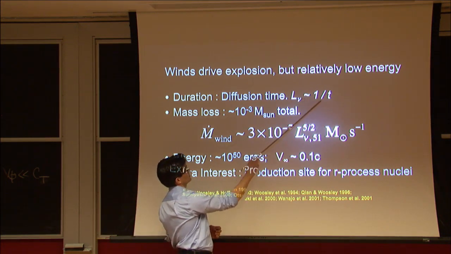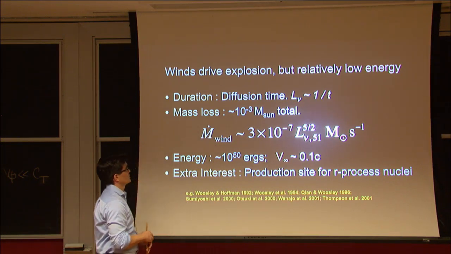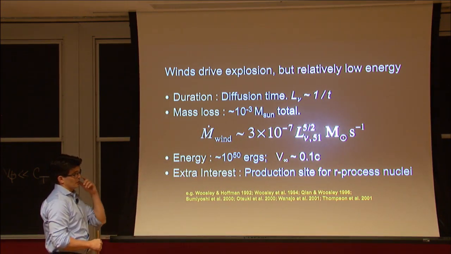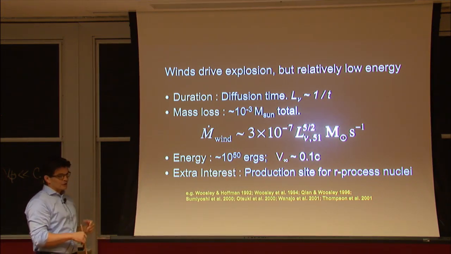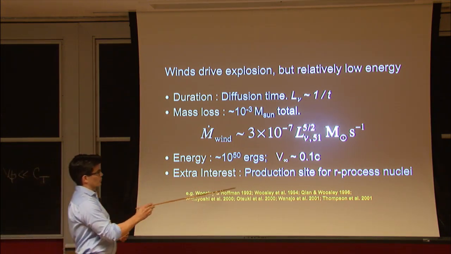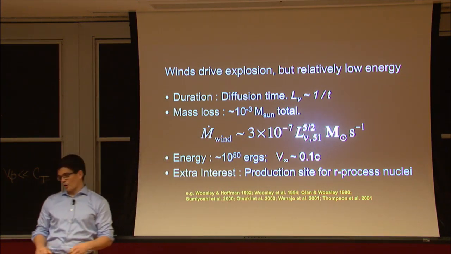Neutrino luminosity decreases as a function of time. The m dot in the wind decreases as a function of time. And the total energy that comes out is a few times 10 to the 50 ergs. The velocity is about 0.1 c. The interest of these winds at late times as the neutron star cools was mostly these works starting with Woosley and Hoffman, Woosley in 1994, as a site of production of the R-process nuclei.